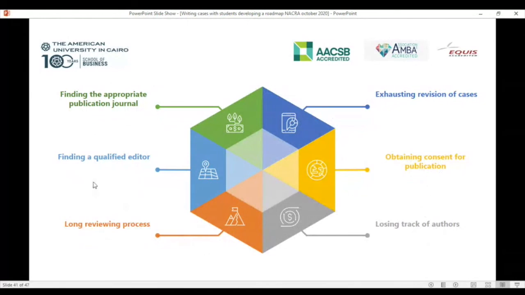One of the other things is the long reviewing process. Also, finding a qualified editor. Personally, I'm not a native English speaker, so sometimes it represents a very big challenge to find a qualified editor. Also, finding the appropriate publication journal.